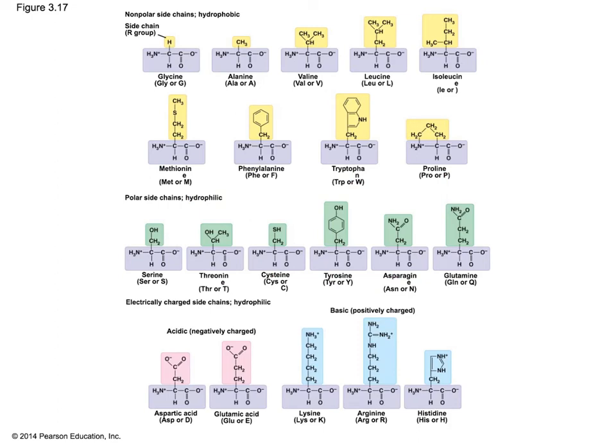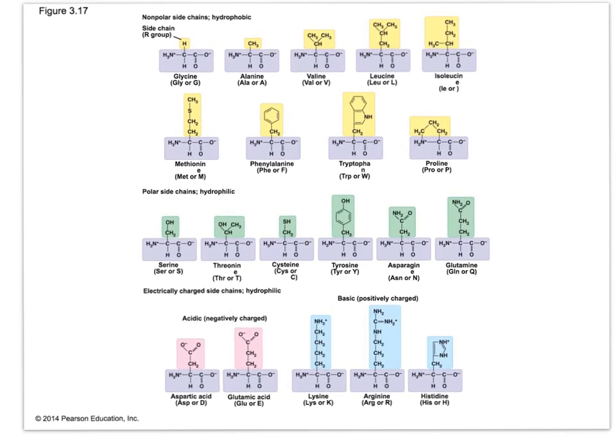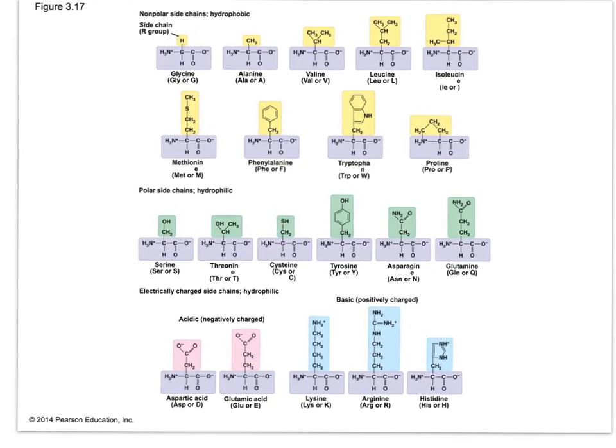Here are, let's see, I think that's 20 amino acids there. Glycine, alanine, valine, leucine, isoleucine, methionine, phenylalanine, tryptophan, proline, serine, threonine, cysteine, tyrosine, asparagine, glutamine, and then you have aspartic acid, glutamic acid, lysine, arginine, and histidine. Now, the properties of each amino acid, they're grouped differently. We have nonpolar, polar, acidic, and basic. What's giving them those different properties?